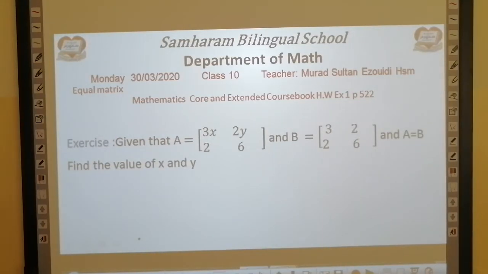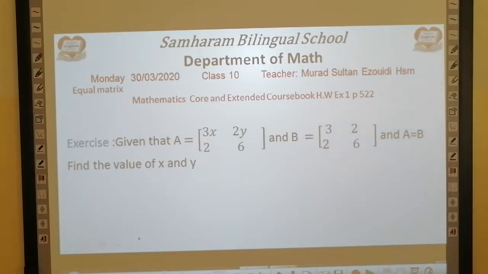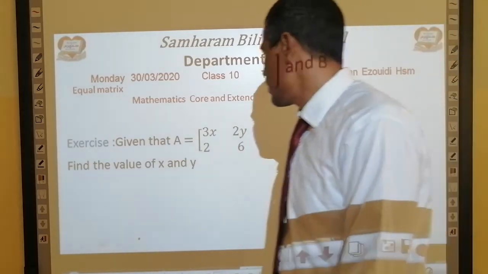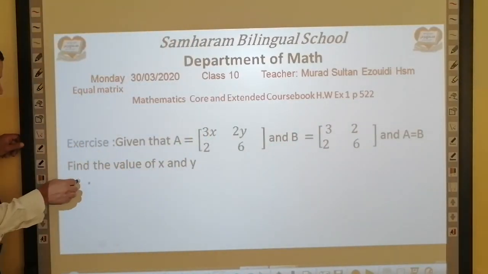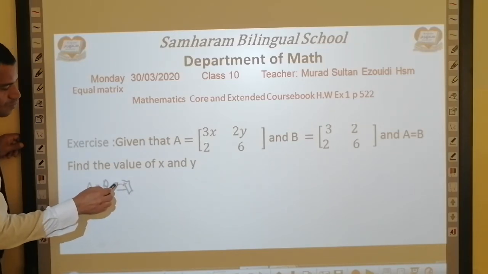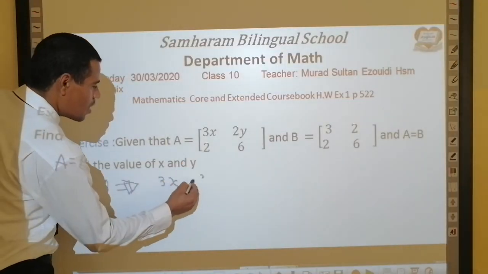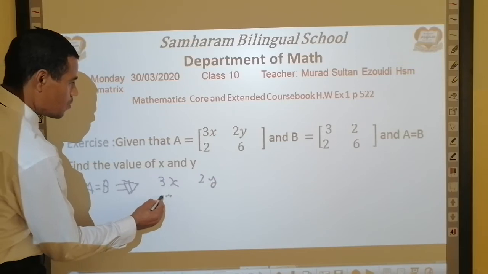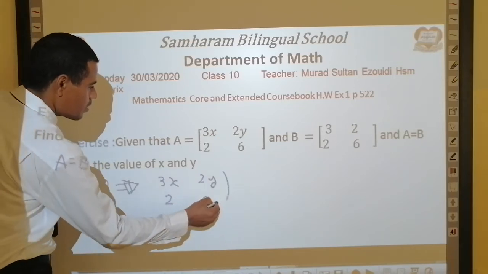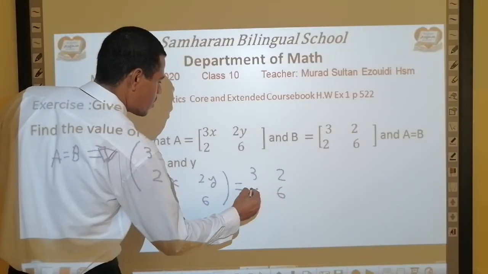Okay. Now, try to solve this. We have 2 square matrices, or rather 2 by 2. We try to find the value of x and y such that A equals B. Okay. A equals B, my kids, means what? This implies the matrix 2, 6, 3x, 2y equals the matrix 3, 2, 6, 2.